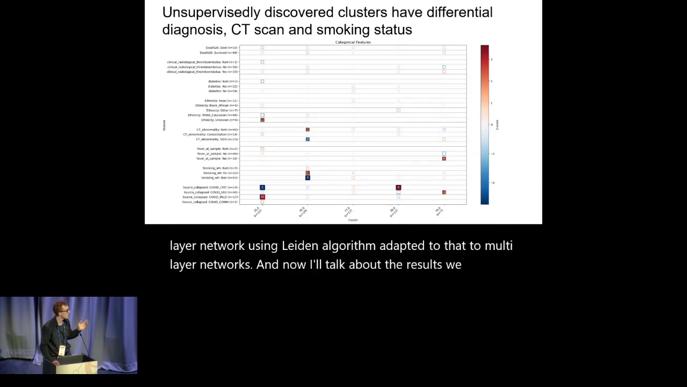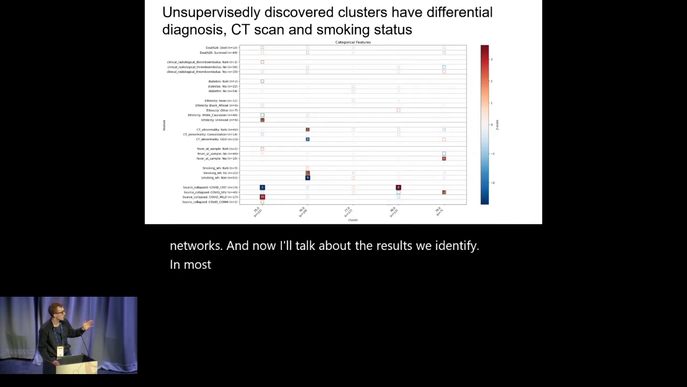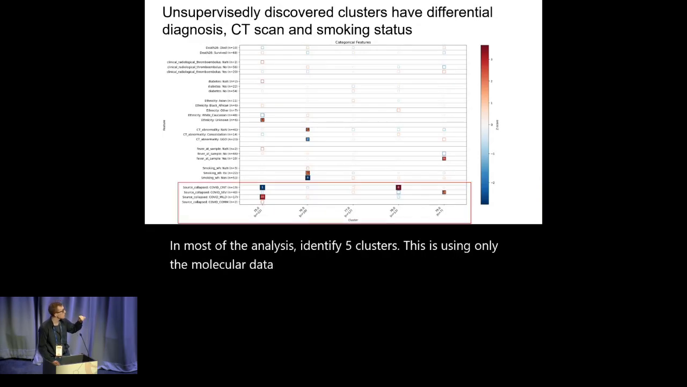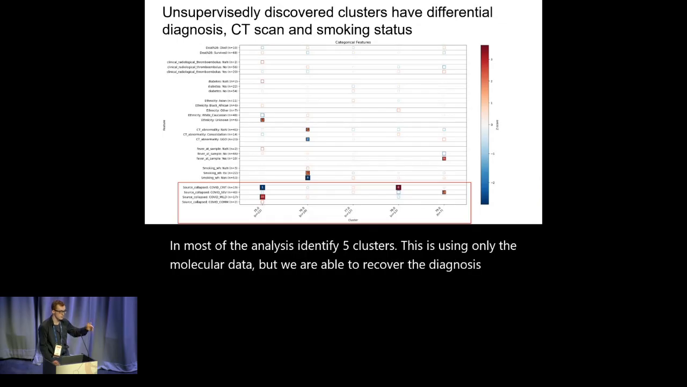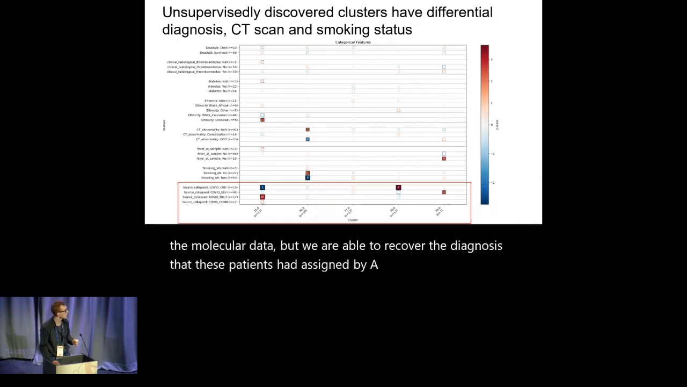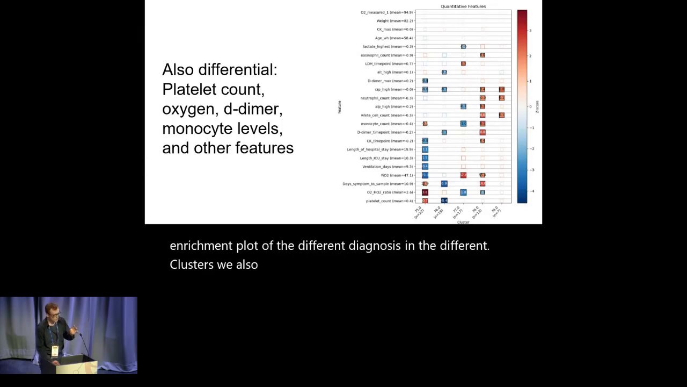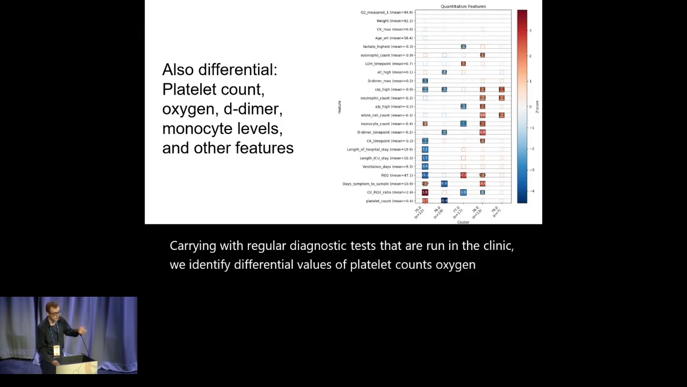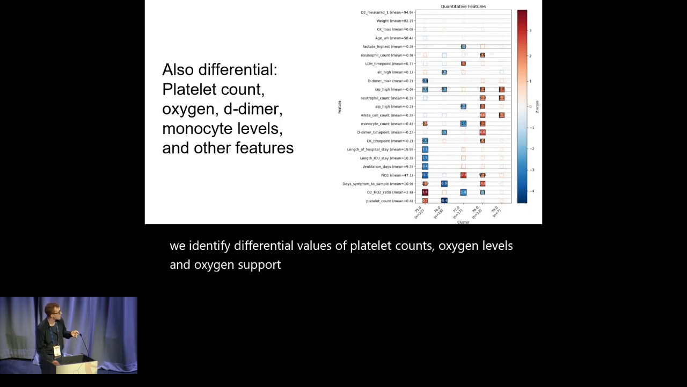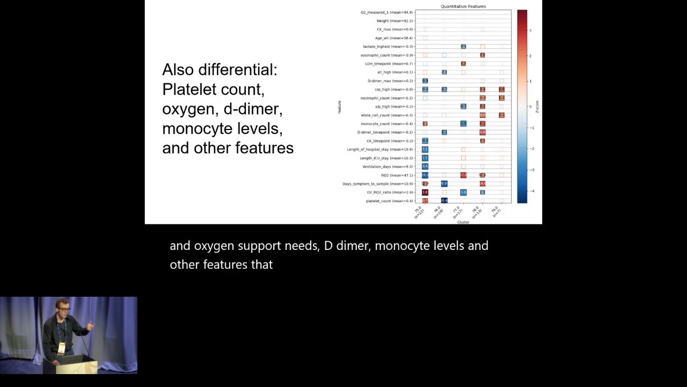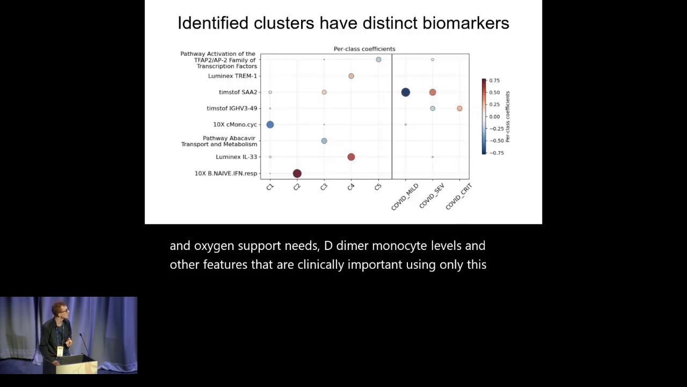We identify, in most of the analyses, 5 clusters. This is using only the molecular data, but we are able to recover the diagnosis that these patients had assigned by a clinician. This is an enrichment plot of the different diagnoses in the different clusters. We also identify, when comparing with regular diagnostic tests that are run in the clinic, differential values of platelet counts, oxygen levels, and oxygen support needs, D-dimer, monocyte levels, and other features that are clinically important using only this unsupervised molecular information.